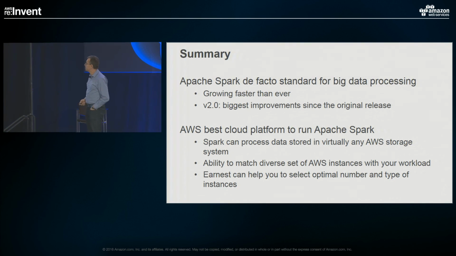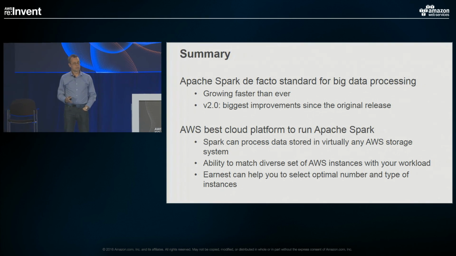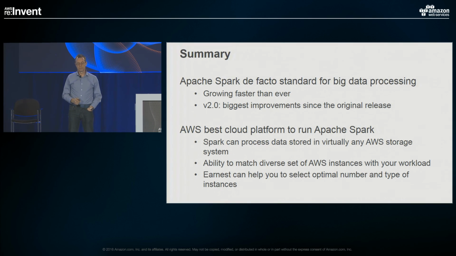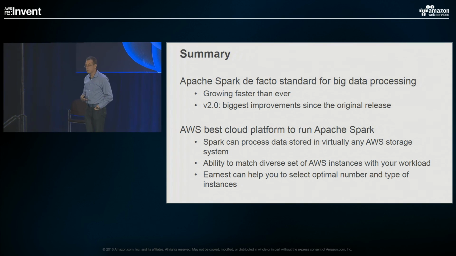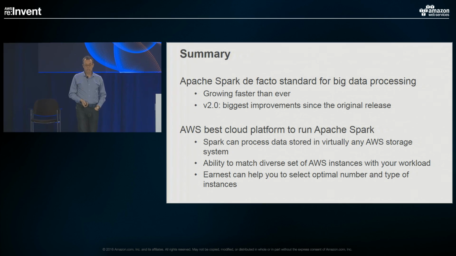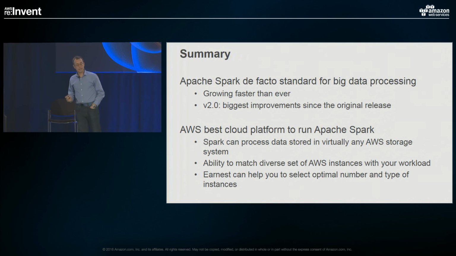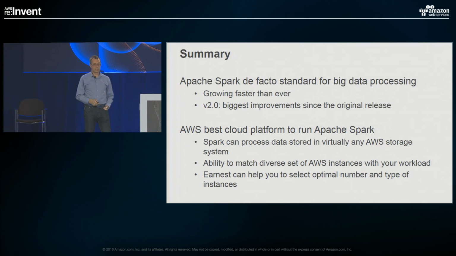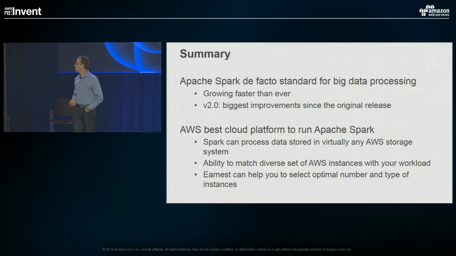So we are going to wrap up. In summary, today Apache Spark is a de facto standard for big data processing. It's growing faster than ever across almost every metric. And this year, we are very excited about the release of version 2.0, which represents the biggest improvement since the original release. Today, AWS is the best cloud platform to run Apache Spark. Again, we developed Apache Spark very early on AWS.